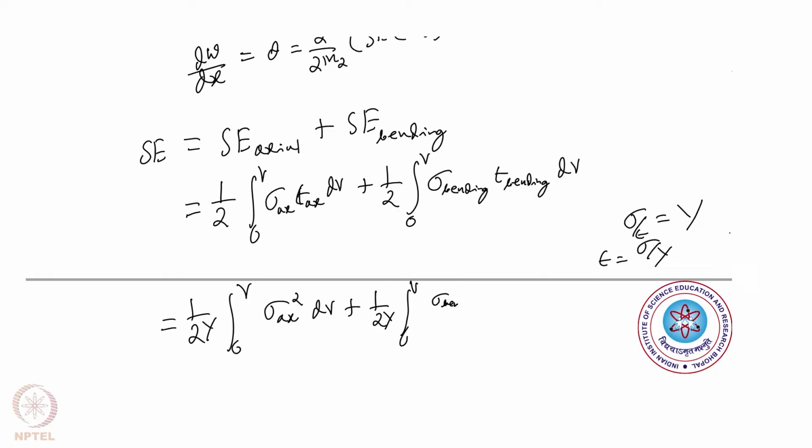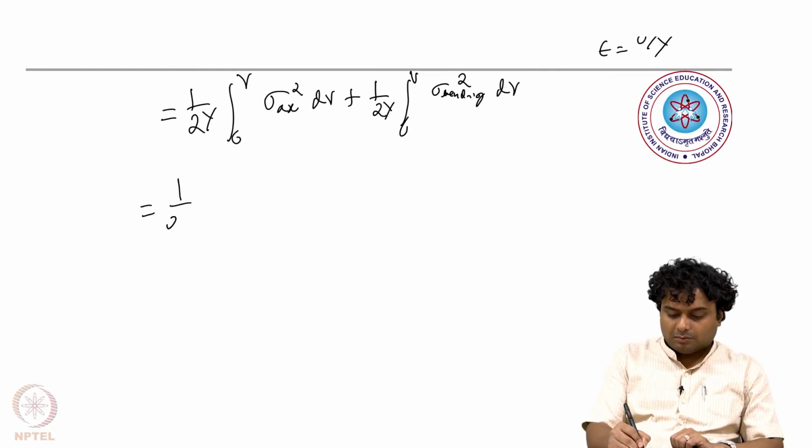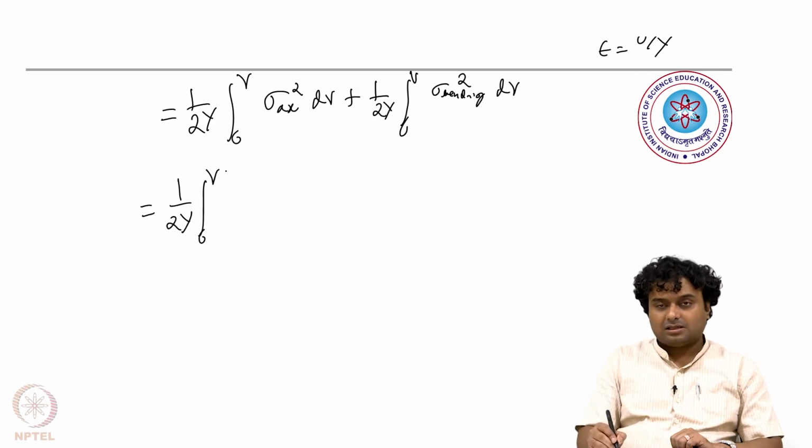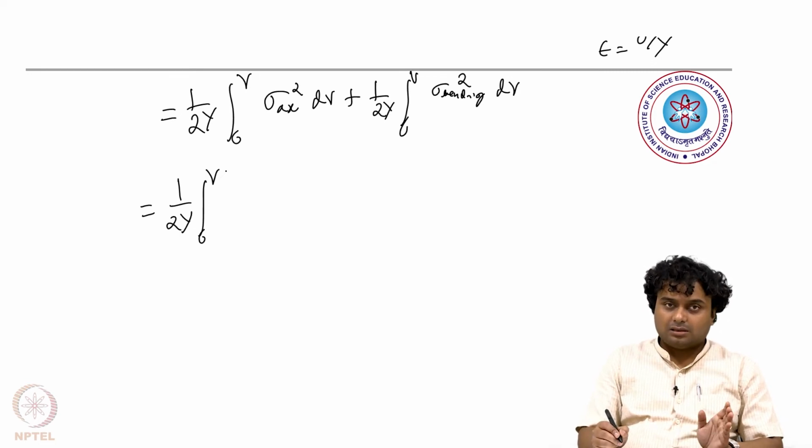sigma bending square dV. Now 1 by 2Y, 0 to V, this is sigma x. Sigma x means the stress in the axial direction, right? Now axial direction, what is the stress? It is the force in the x direction divided by its area.